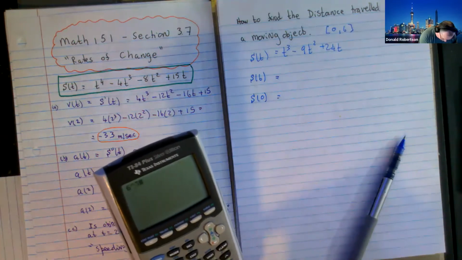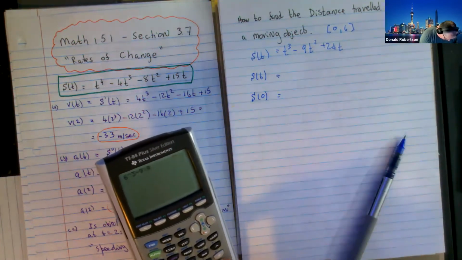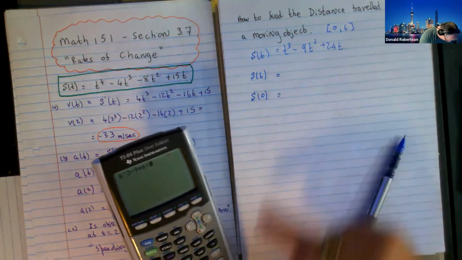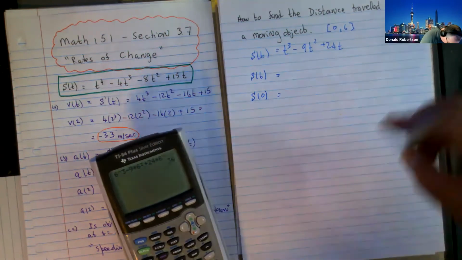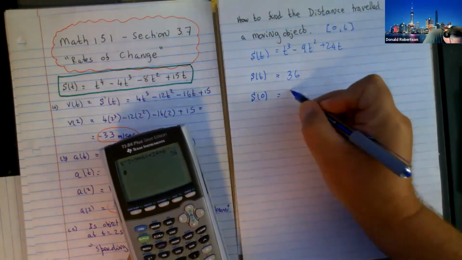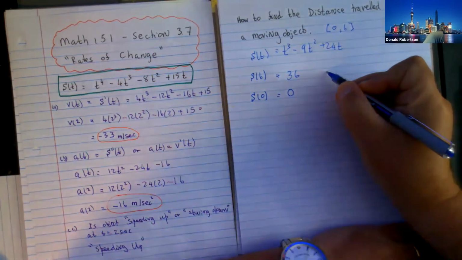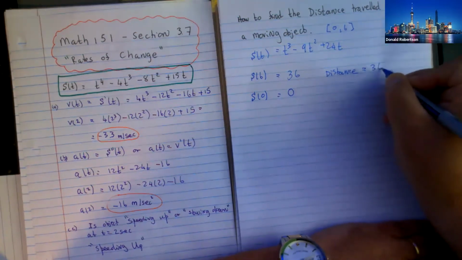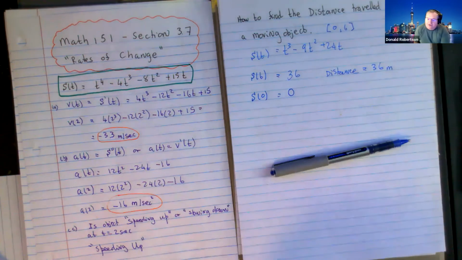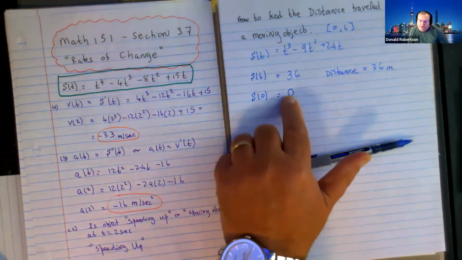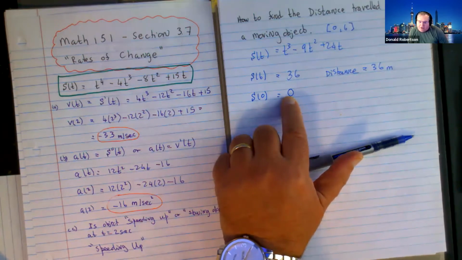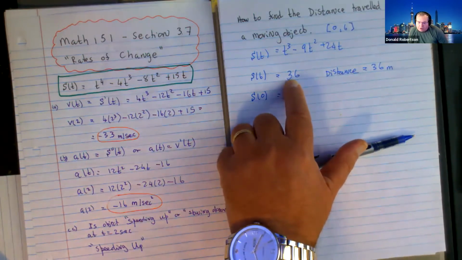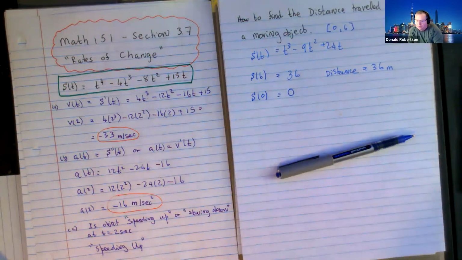So I have 6 cubed, take away 9 times 6 squared, plus 24 times 6, and the answer I get here is 36, and the answer I get here is 0. And so you might assume that this object has traveled a distance of 36, let's say the units are meters, in that 6-second period, right? And the logic would be, well, it started off at 0, and 6 seconds later, it ended up being 36 meters away from where it started. And so it must have traveled 36 meters. The reality is that that object has traveled more than 36 meters.